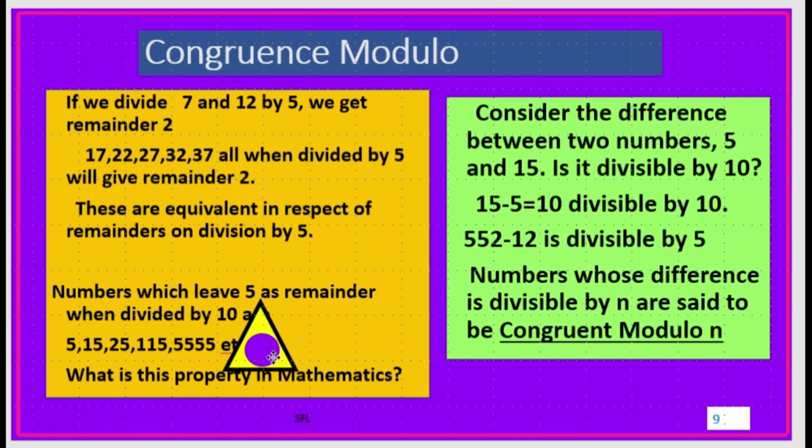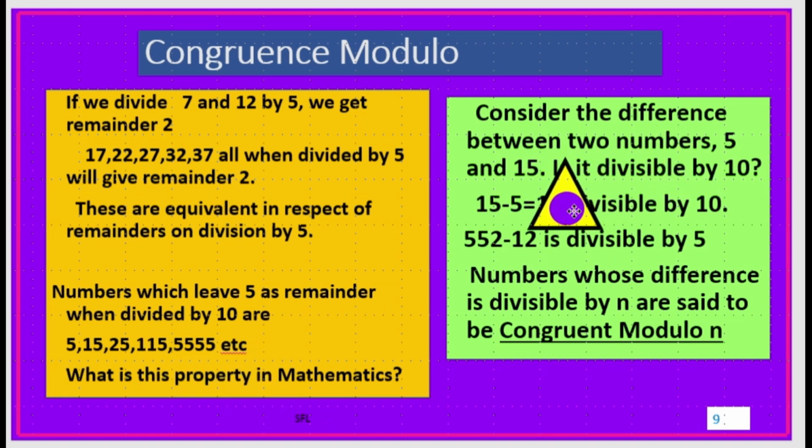Numbers which leave 5 as a remainder when divided by 10 are 5, 15, 25, 115, 5555, etc. What is this property in mathematics? That is the property in which all numbers give the same remainder when divided by a common divisor.